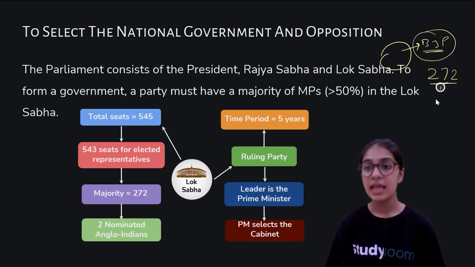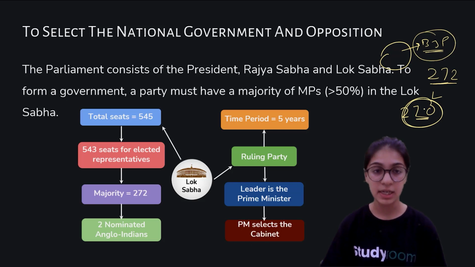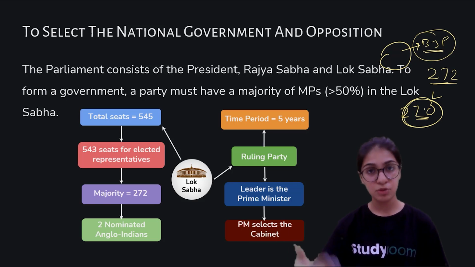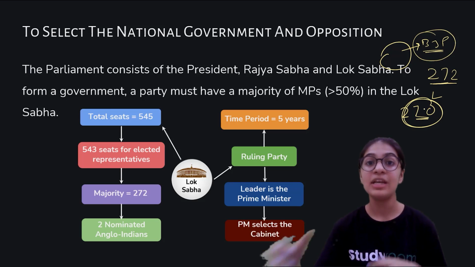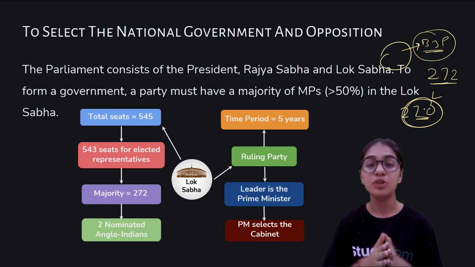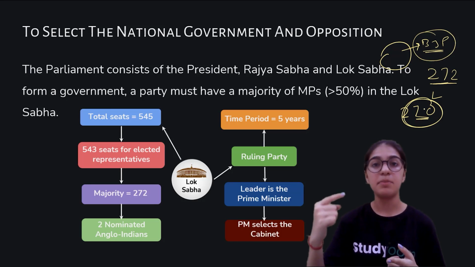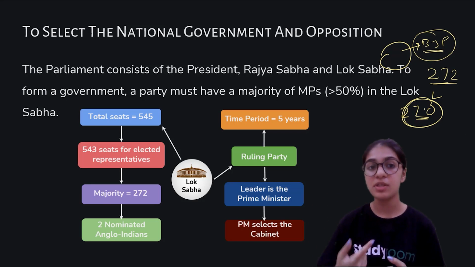If the elected representatives that have been chosen are 270, even if they are in the majority, but they are not 272, they do not become the ruling party. All right, and the ruling party chooses the Prime Minister. So in order to be the ruling party, the maximum elected representatives should cross the number of 272.